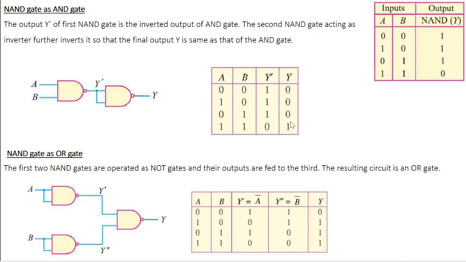So if you look at the inputs A and B and the final output Y, you can see 0, 0, 0; 1, 0, 0; 0, 1, 0; 1, 1, 1. This is nothing but the AND operation.